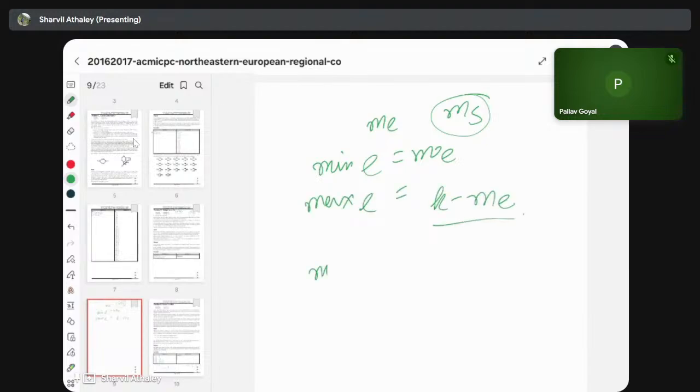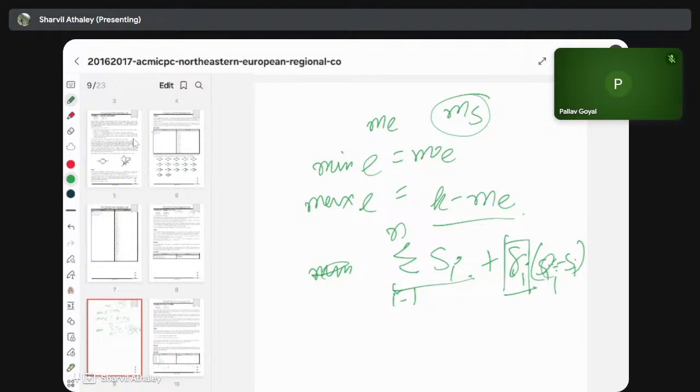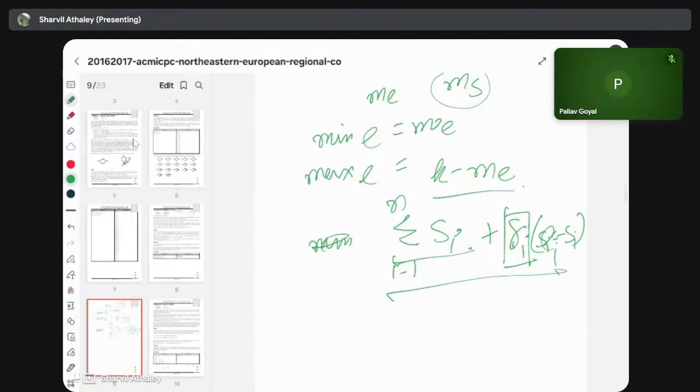Similarly, for the min of s, we can write it as the summation of si, since we want to keep only one variable and the rest as the difference. So we can write the overall sum of si, and then delta i into (ei minus si). This delta i will be one only in some cases in which the cat eats, and this gives us a feel of dynamic programming.